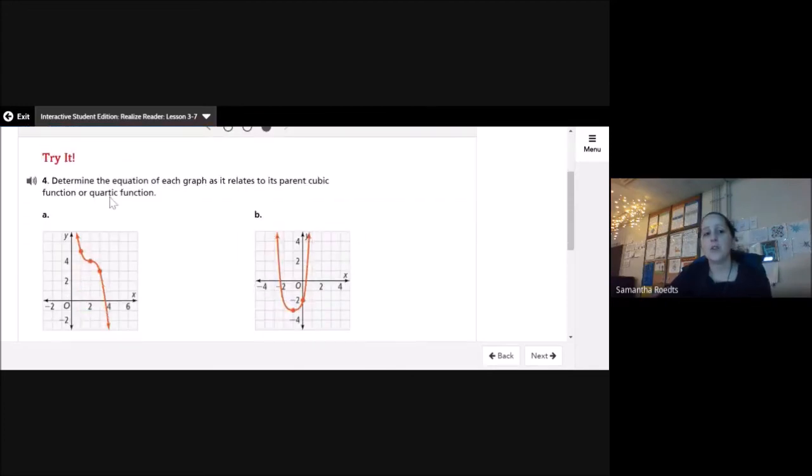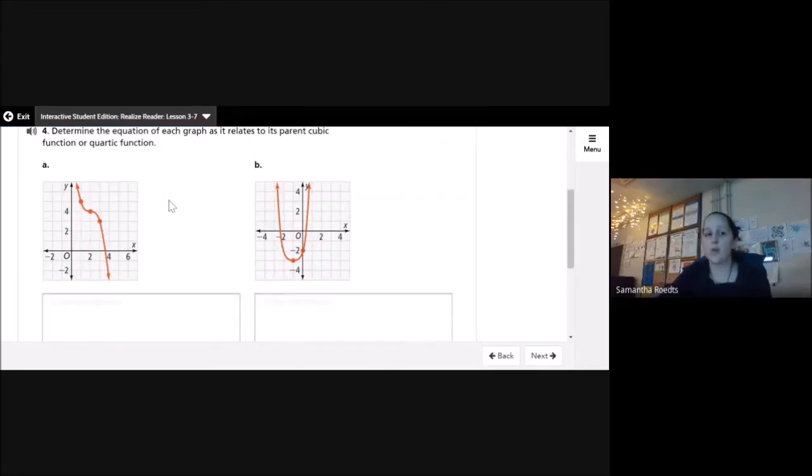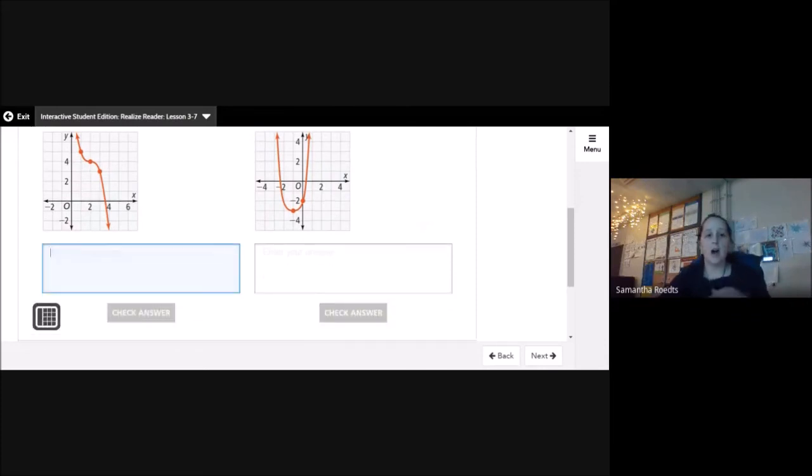Okay. So determine the equation of each graph as it relates to its parent cubic function or quartic function. Okay. So A is a cubic function. So this has been moved. It is an odd function. So the parent graph, we're going to say, is x cubed. The graph is pointing up and then down, so they've flipped it. So f of x is negative x cubed.